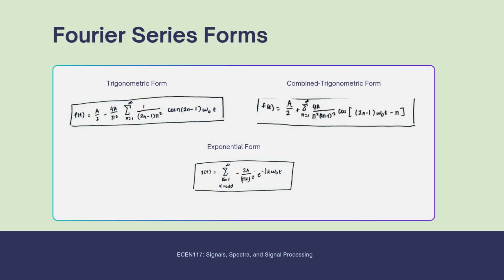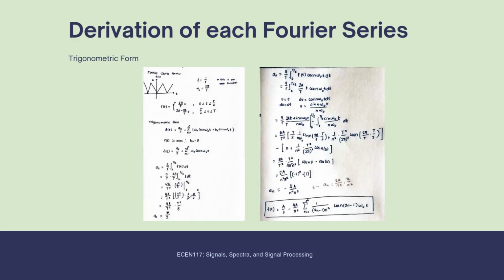Any periodic signal, including the triangular wave, can be represented using Fourier series. In this presentation, the triangular wave is expressed in 3 forms: the trigonometric form, the combined trigonometric form, and the exponential form. Each form represents the same signal but is useful for different types of analysis.